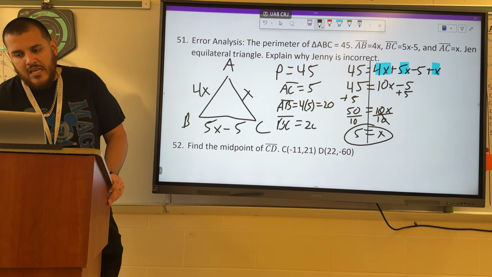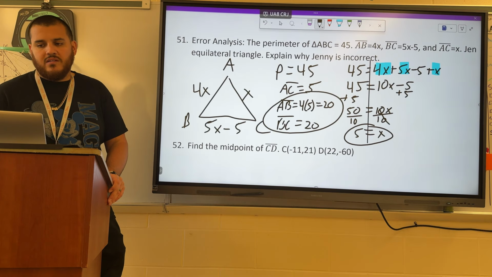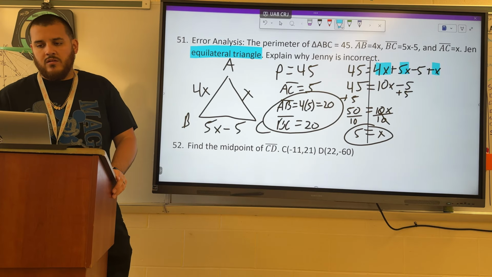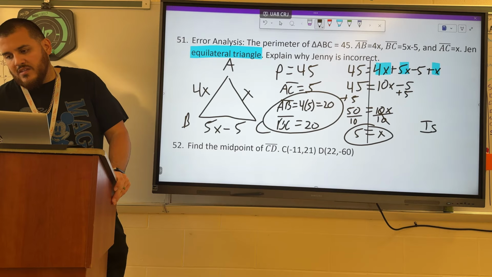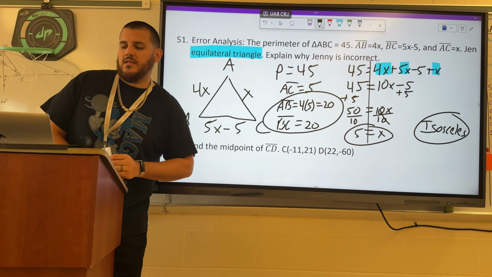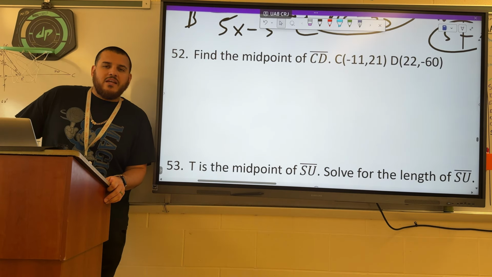And so what we see is that we have 2 pairs of congruent sides instead of 3, which we would need for an equilateral. Right? So our math here proves that this is an isosceles triangle with 2 congruent sides, not an equilateral like Jenny said. Next, we have some midpoint review.